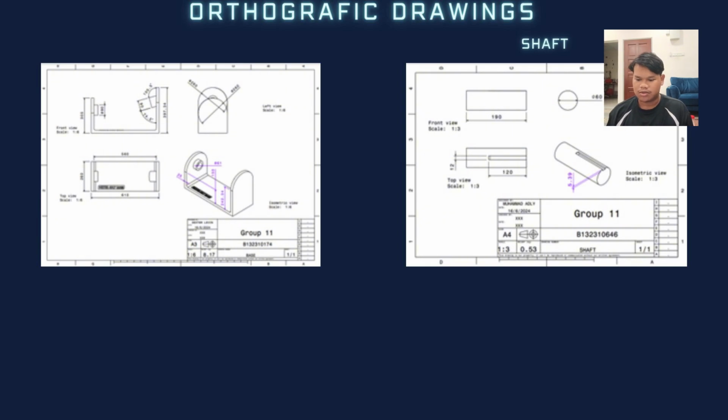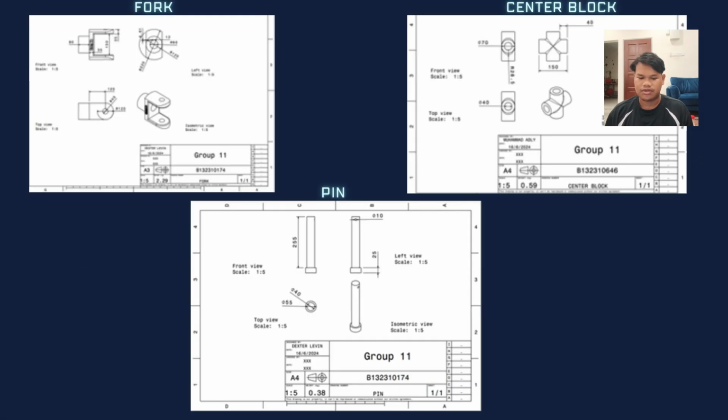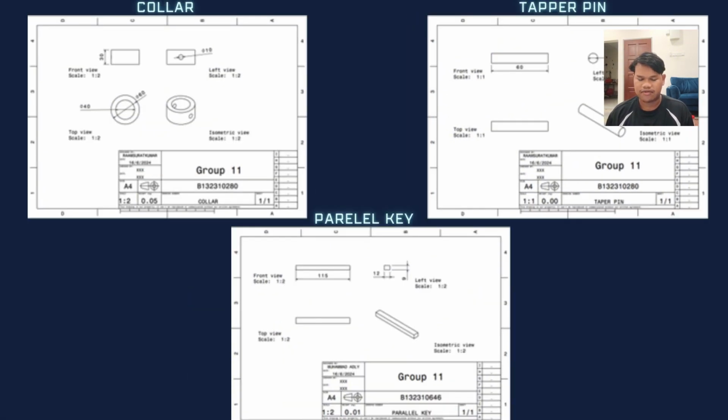Okay, next we have the shaft orthographic view. We also have the fork, pin, and center block orthographic views. So the workers and the engineers can see and make the product precisely and make the product work. Lastly, we have the orthographic views for the collar, barrel key, and taper pin.